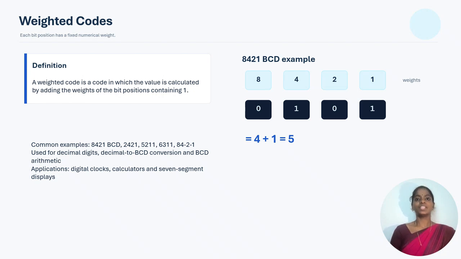Weighted code is used in representing decimal digits, converting between binary and decimal formats, that is nothing but decimal to BCD encoder, BCD to decimal encoder, and then performing decimal arithmetic. Examples: BCD additions, BCD subtractions. And then application of weighted codes. Weighted codes are used in digital clocks and timers, calculators, 7-segment displays.